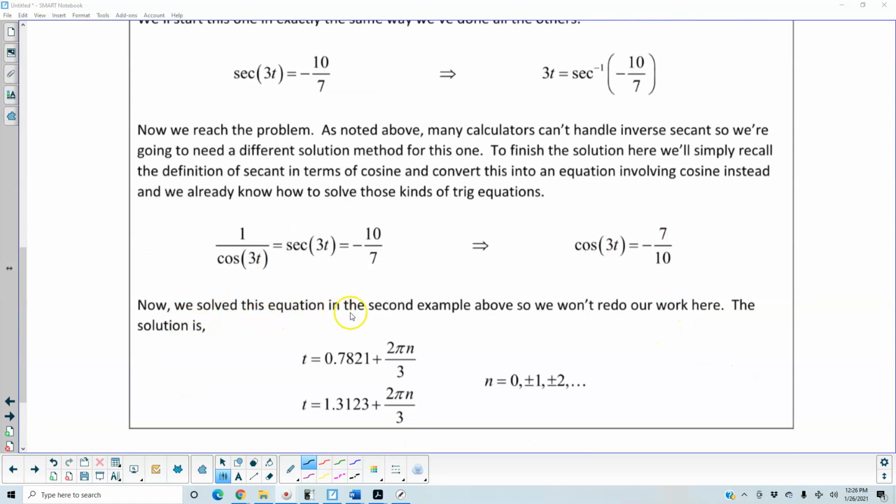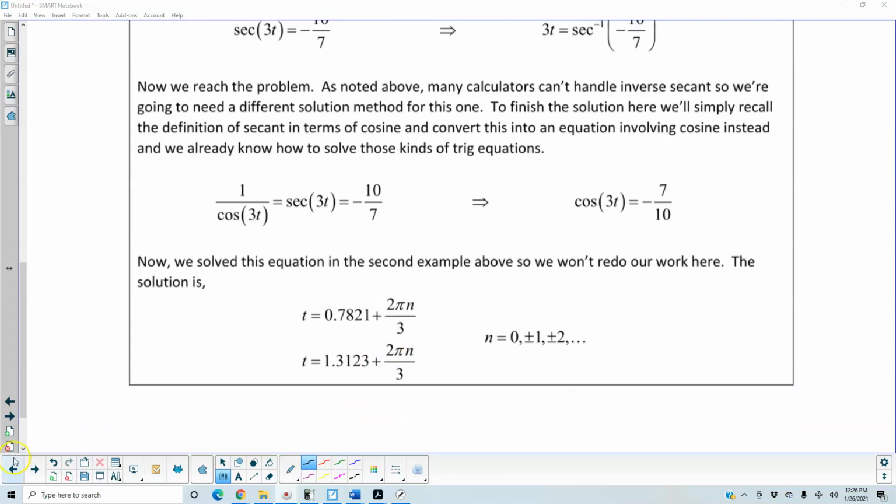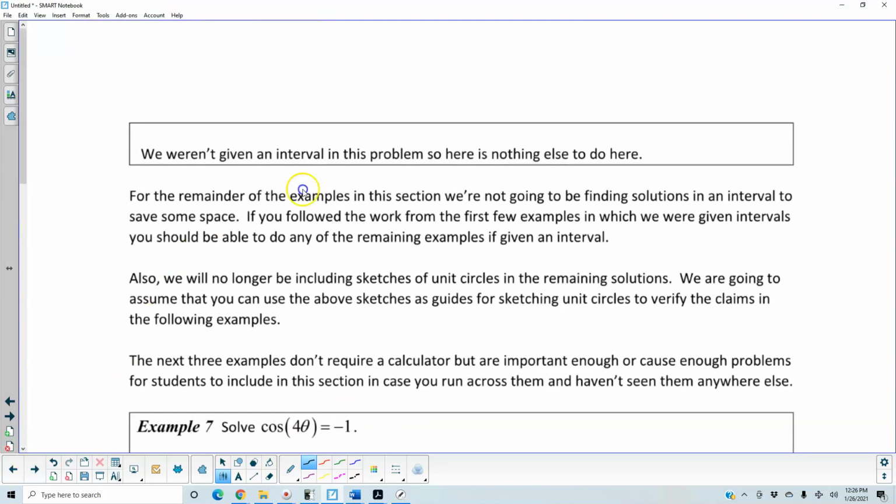Now we solved this equation in the second example above, so we don't redo our work here. The solution is t equals 0.7821 plus 2 pi n over 3, and t equals 1.3123 plus 2 pi n over 3. We weren't given an interval in this problem, so here there's nothing else to do.